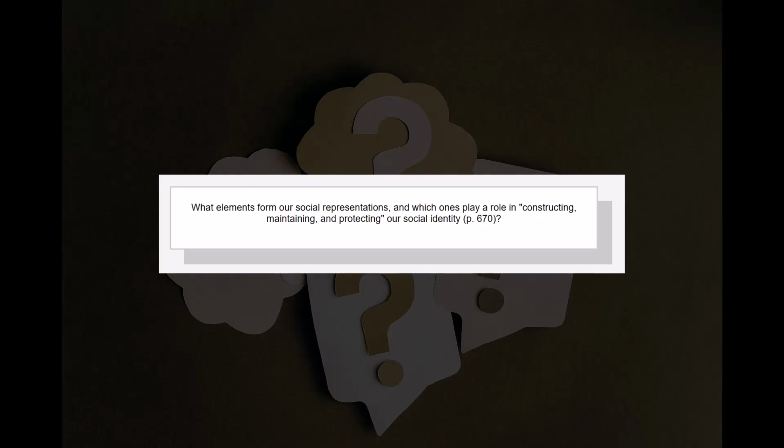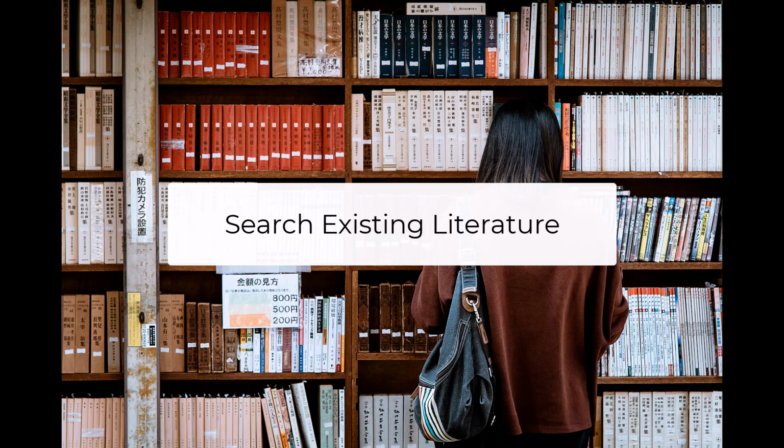For example, in 2015, researchers Zouhri and Rateau conducted an experiment with the goal of better understanding the black sheep effect. To get started, they asked the following broad questions: what elements form our social representations, and which ones influence our social identity? The next step of the scientific method is to search the literature for potential answers to our initial question and for existing knowledge.